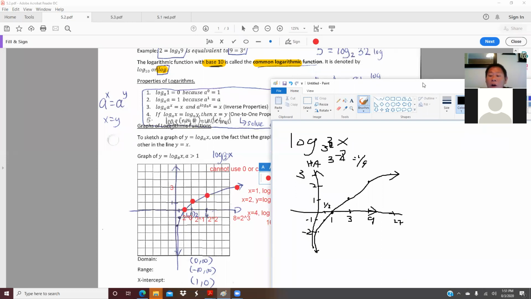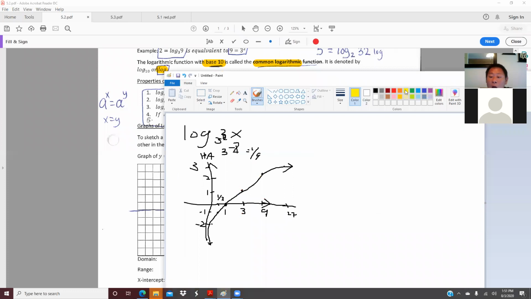Okay. And if you compare this log 3x with log 2x, you still have 1, but you got 2 in here, 2, 1. And then you got 4, you get 2. And then you got 8, you get 3. So your log 2x is actually a little bit higher. This is log 2x.